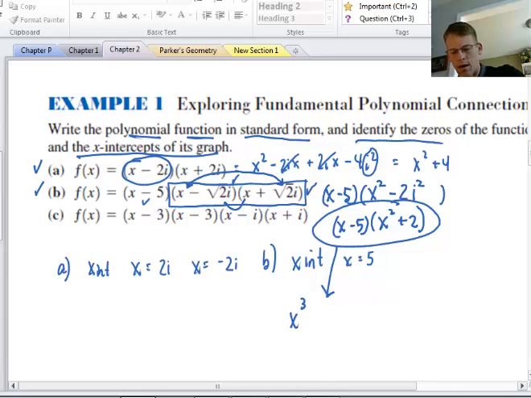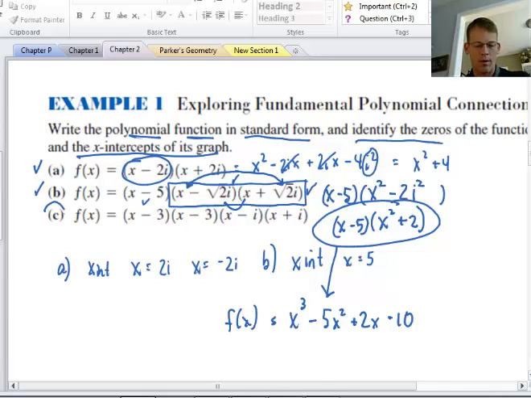You would have x cubed as your first times your first, minus 5x squared. Then you would have plus 2x, and your last one would be minus 10. So this would be your polynomial for part B in standard form. I may ask in the form for you guys to FOIL out or put in standard form part C, so make sure you pay attention to the form tonight, or whenever you do this.